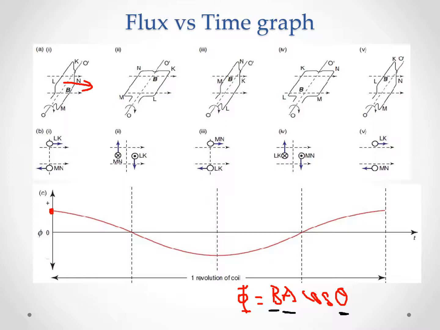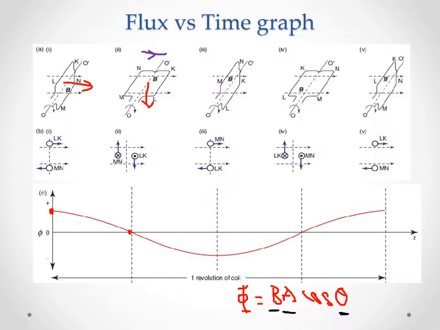In the second picture, the area vector is perpendicular to the field. The field is flowing this way. So cos 90 degrees is 0, so the magnetic flux obtained here will be 0.